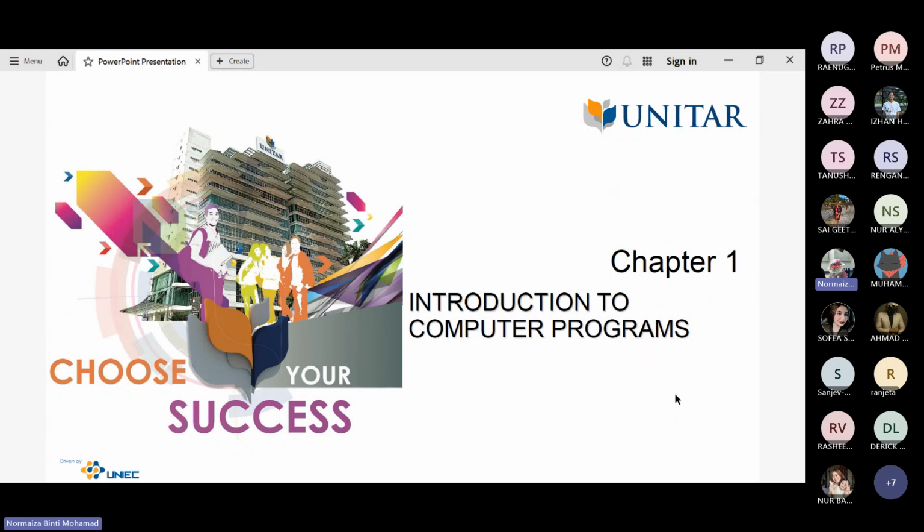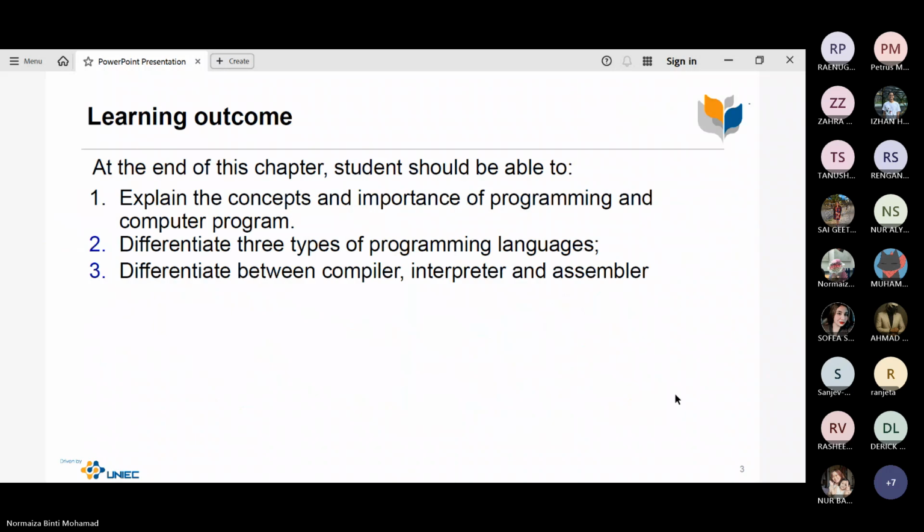We're just going to look at the introduction to computer programming. At the end of the chapter, you should be able to explain the concept and importance of programming and computer program, differentiate between the 3 types of programming language, and differentiate between compiler, interpreter, and assembler.